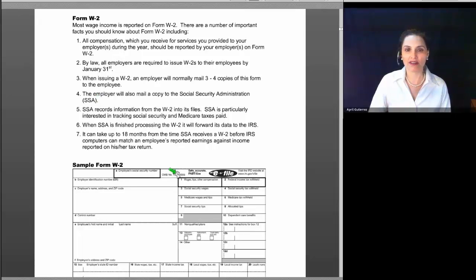And there's certain boxes on the form that we should be relatively familiar with, but just in case you're not, we are going to be taking a look at these one by one. And I'm just going to start up at the top with, when is a W-2 even issued?